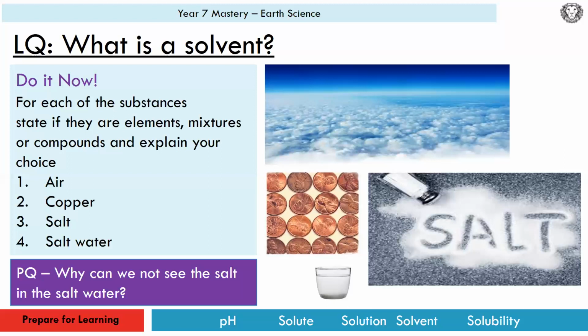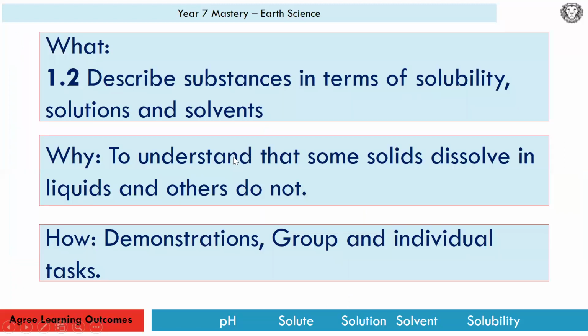So moving on then with the lesson. By the end of this lesson, you should be able to describe substances in terms of their solubility. We should be able to describe solutions and solvents. If you don't know what they are, don't worry, we'll sort that out, and you should know that by the end of the lesson.